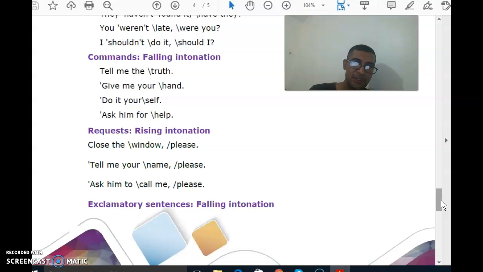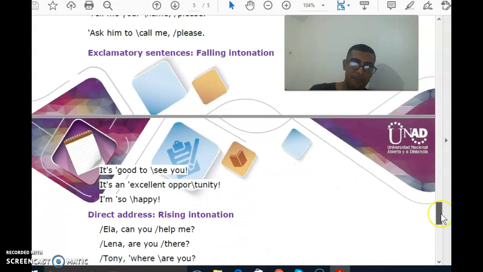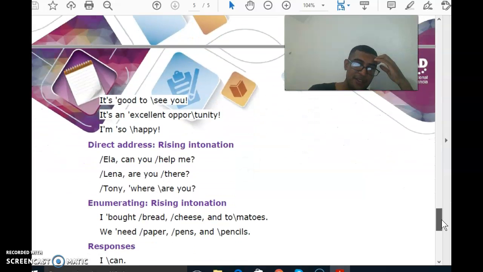Exclamatory sentences, falling intonation. It's good to see you. It's an excellent opportunity. I'm so happy. Direct address, rising intonation. Ella, can you help me? Lena, are you there? Tony, where are you?